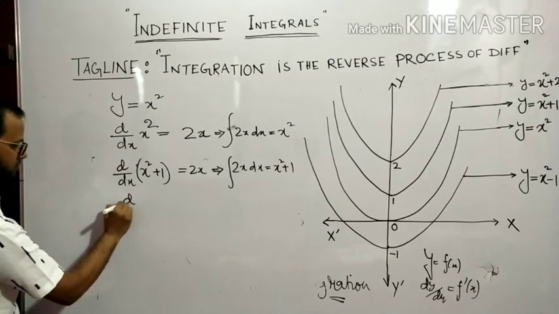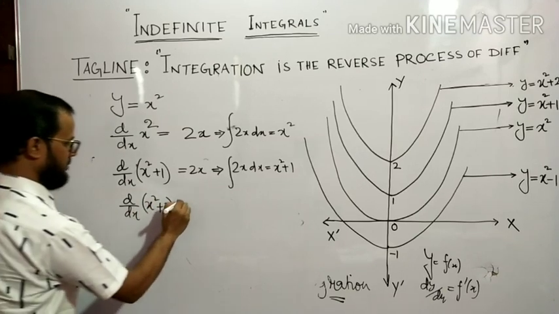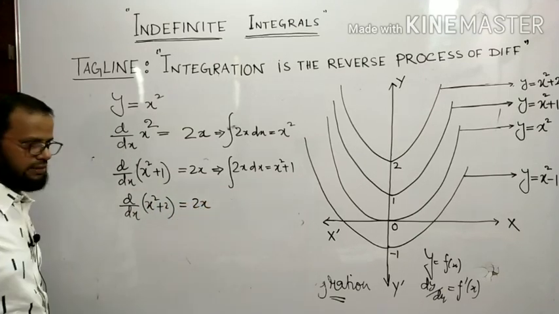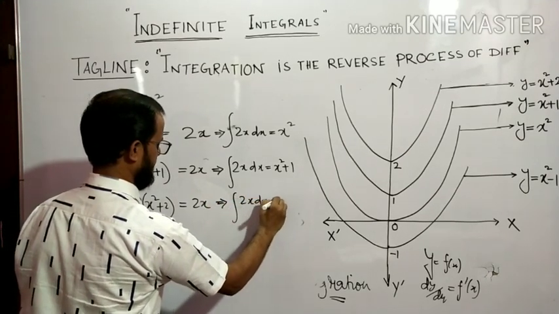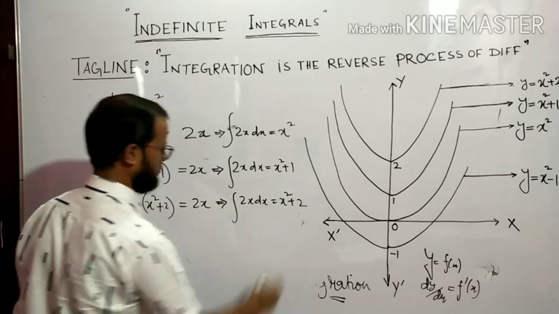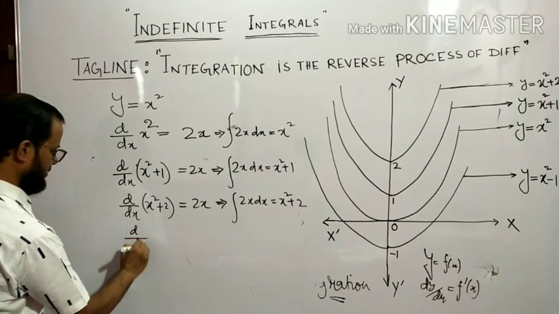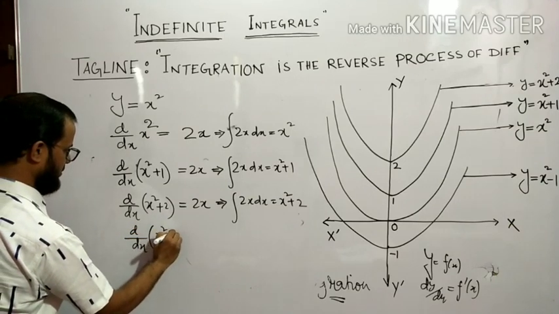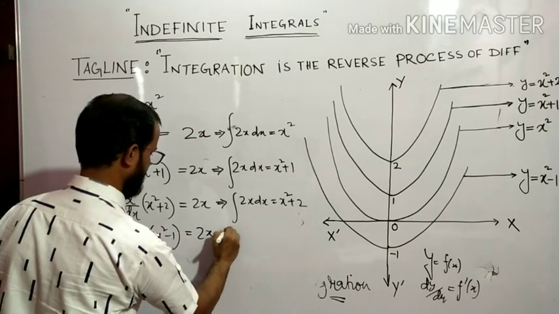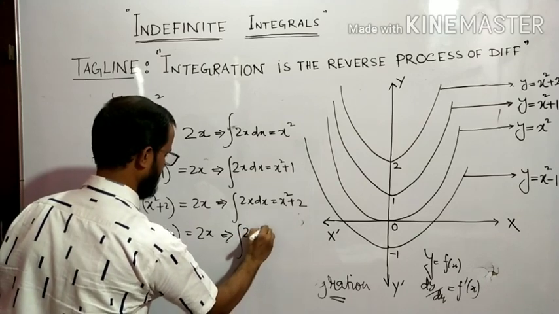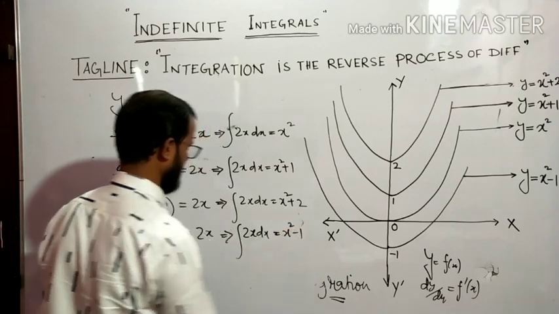If you take d/dx of x square plus 2, then you will get again derivative is twice x, which implies integration twice x dx equal to x square plus 2. In this way you go ahead, suppose you can take d/dx of x square minus 1, उसका डेरिवेटिव फिर ट्वाइस एक्स होगा, तो इंटीग्रेशन क्या होगा, एंटी डेरिवेटिव ट्वाइस एक्स डी एक्स इज इक्वल टू x square minus 1.